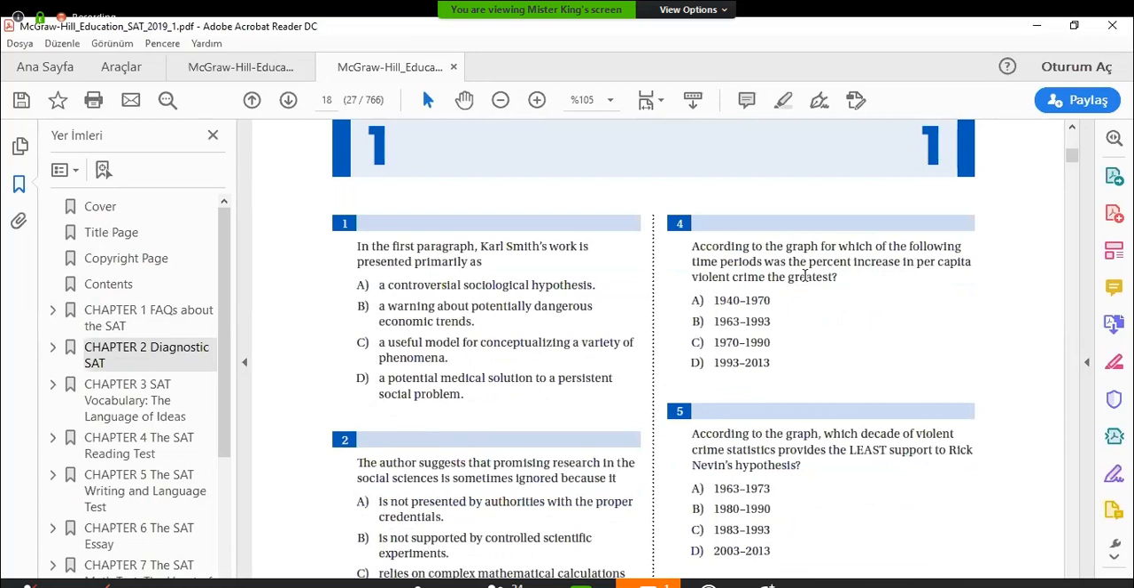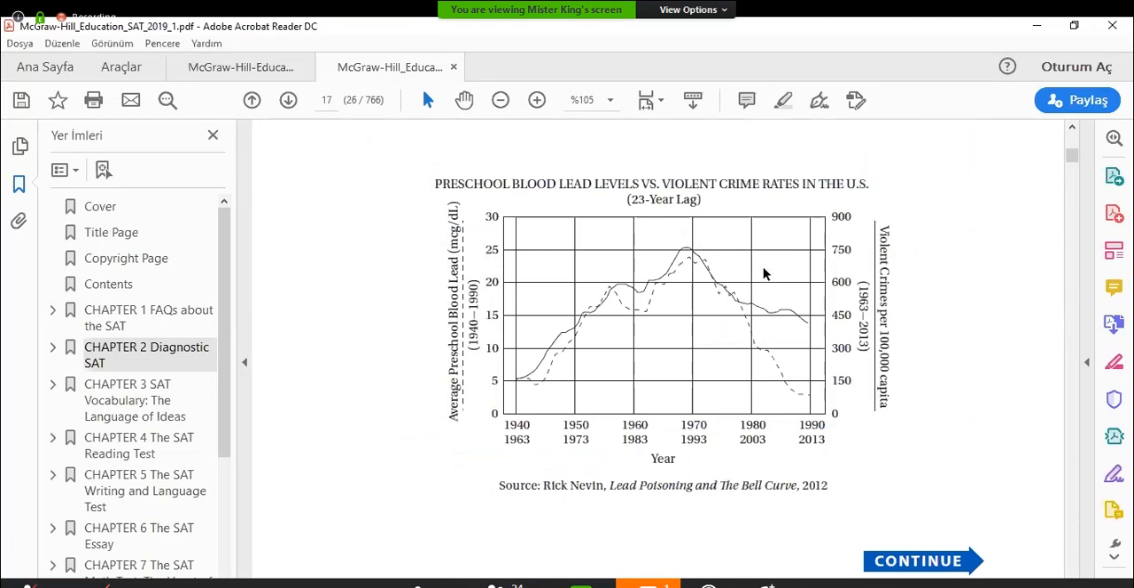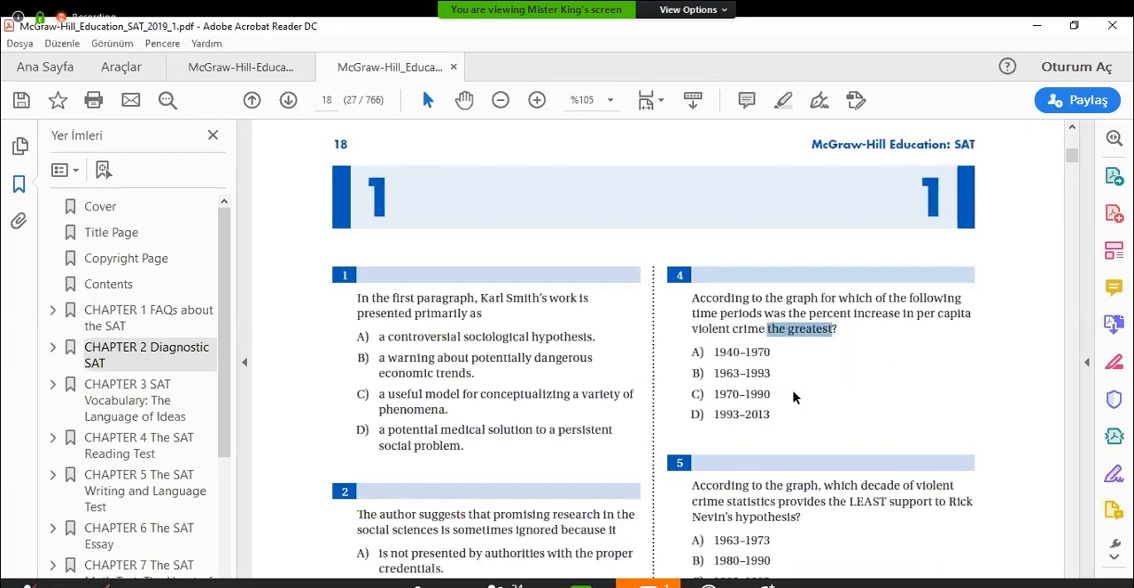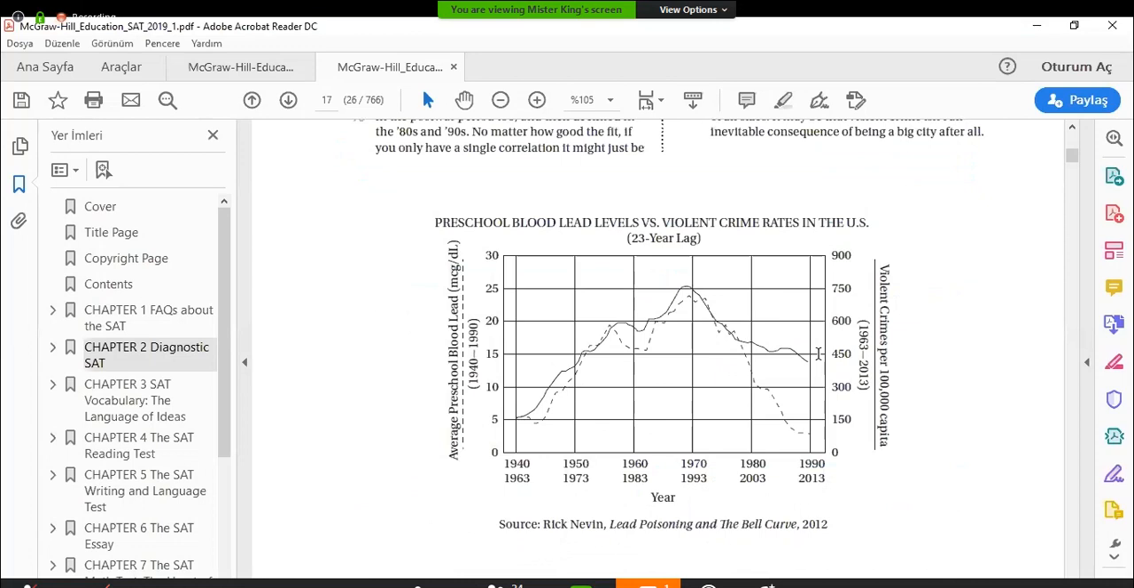Question number 4. Mohammed, let's continue with you. According to the graph, for which of the following time periods was the percent increase in per capita violent crime the greatest? So what sort of question is this? Infographics question, teacher. Definitely. We are expected to interpret infographics. Here's the infographic.